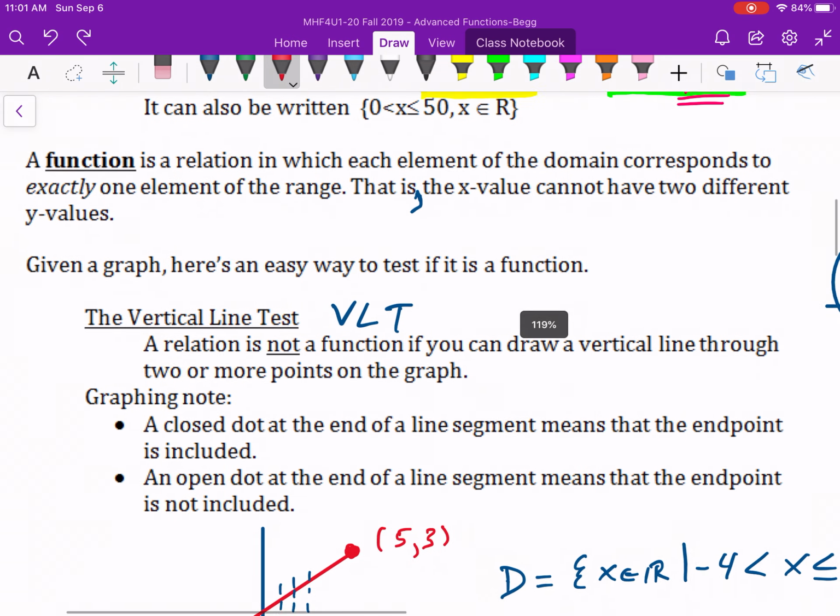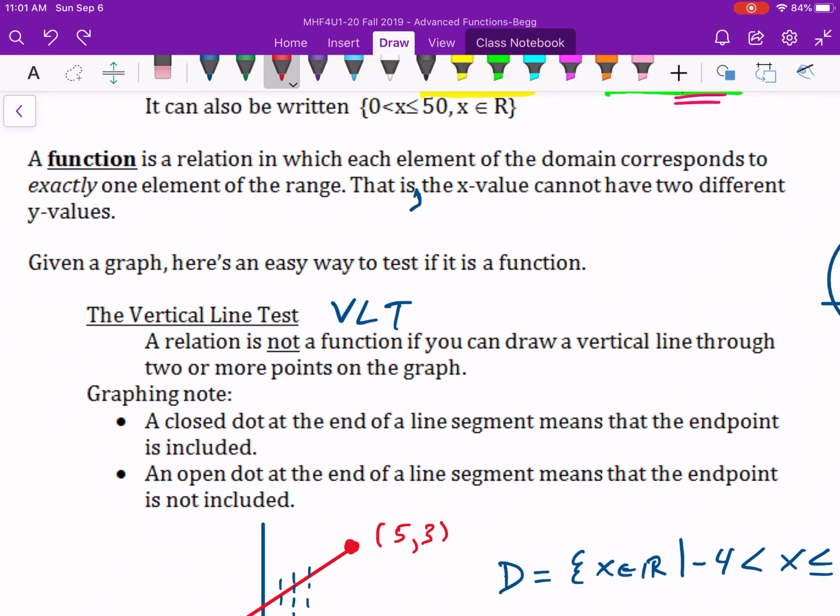A function is a relation in which each element of the domain corresponds to exactly one element in the range. So we just reviewed domain and range, so let's just wrap our head around that. An x value cannot have two different y values. Easiest to visualize it on a graph.